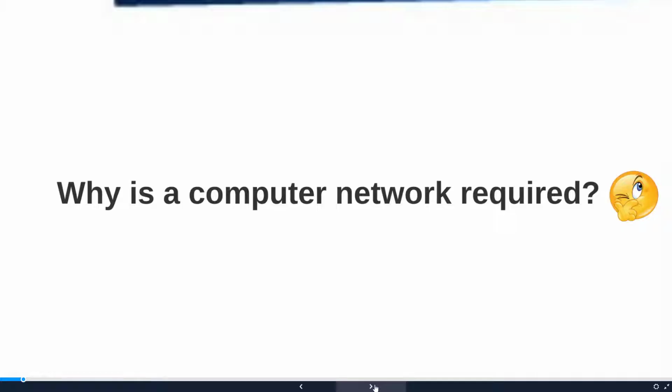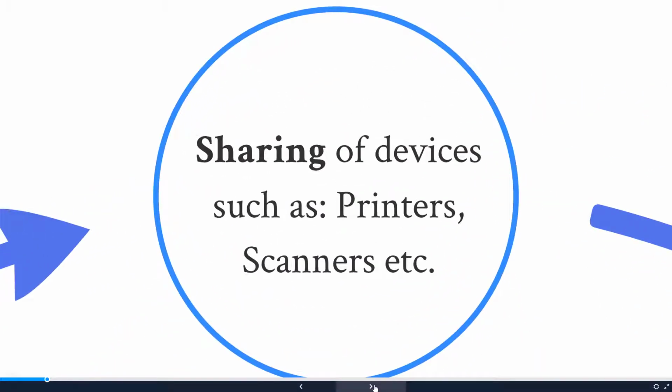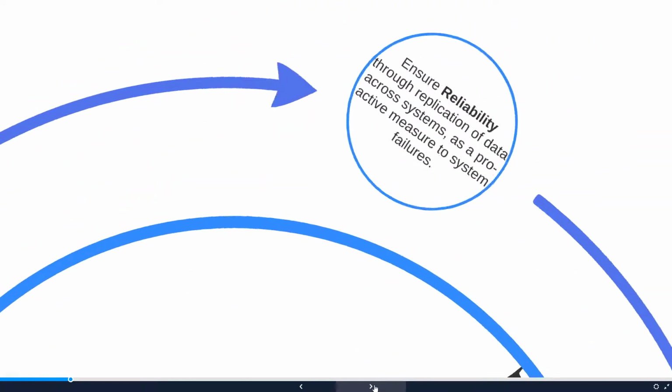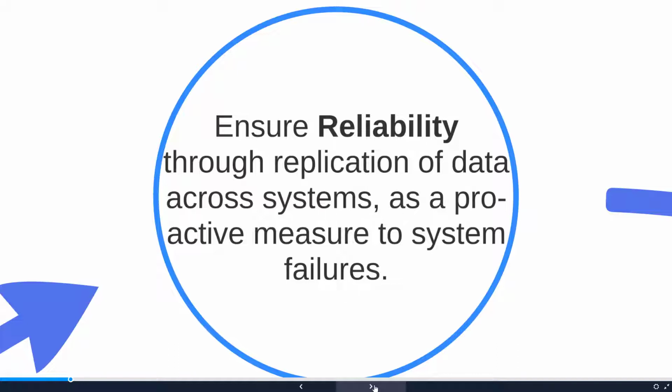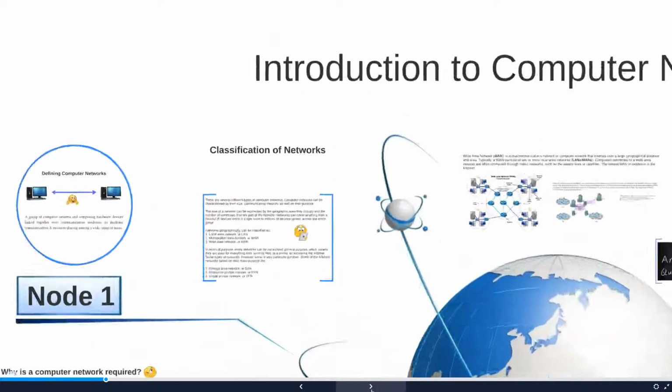So why is a computer network required? That's because, first of all, it is for sharing of devices such as printers, scanners, etc. Aside from that, we can communicate data and information along with the applications and programs to intended users. We can ensure reliability through replication of data across systems as a proactive measure against system failures. And the bottom line is we share resources regardless of physical location, like what we're doing right now with our distance learning. We can still proceed with learning despite the distance. Okay, so we're actually taking advantage of the network.